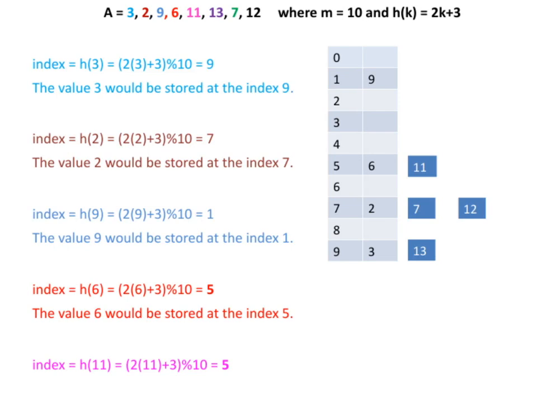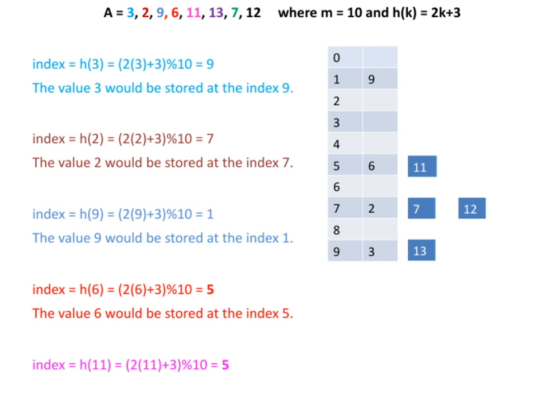Let's walk through how these values are being stored in our hash table using the hash function h(k) equals 2k plus 3 with a table size of 10. First, we take the value 3. Calculating its index, h(3) equals 2 times 3 plus 3 mod 10, which gives us 9. So the value 3 gets stored at index 9. Next, for the value 2, h(2) is 2 times 2 plus 3 mod 10, resulting in 7. That means 2 goes to index 7.